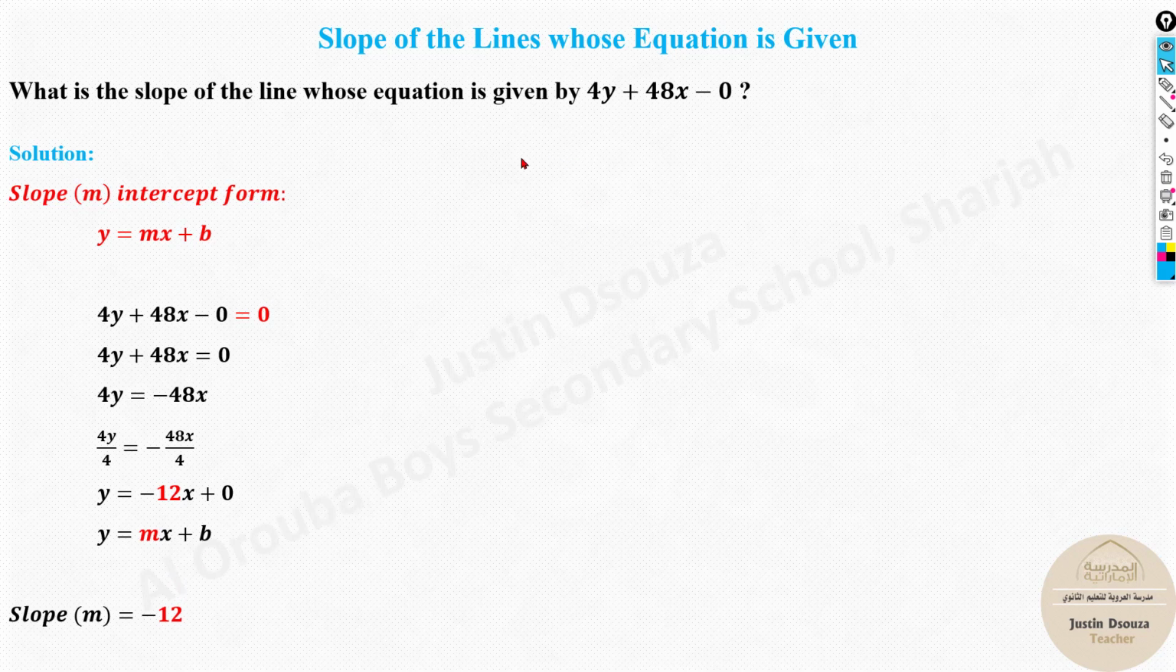So if the 2 points are given, please remember to use the formula. If the equation is given, use the slope-intercept form and simplify the equation. Whatever is the coefficient of x is your slope.